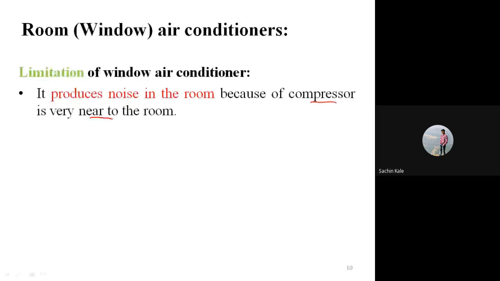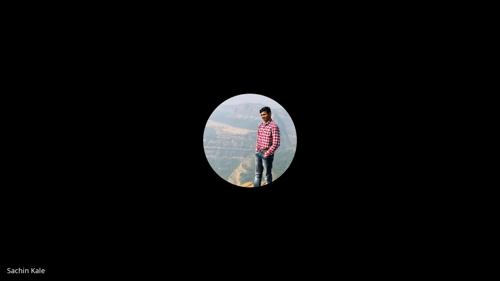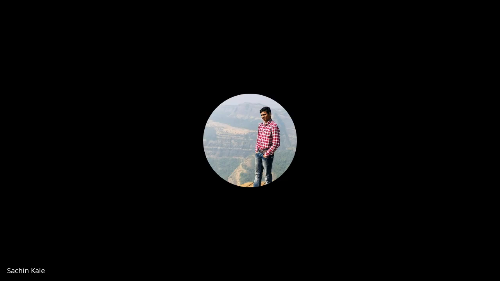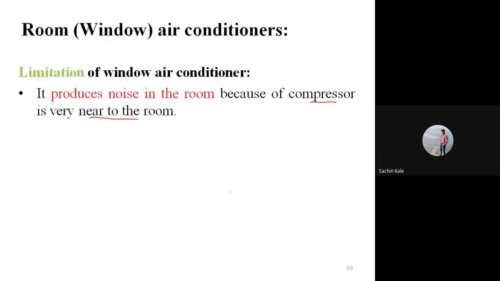Here if you see the compressor, this is the compressor which is situated near to your living room only, and because of that compressor there may be chances of production of noise in the room. So noise as well as vibration will come directly inside the room, because of which whatever human beings are living inside the room, they will feel uneasy. So that is the first limitation.